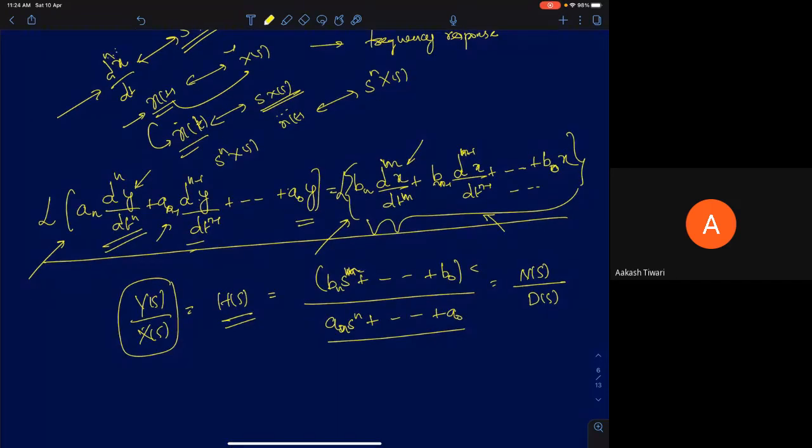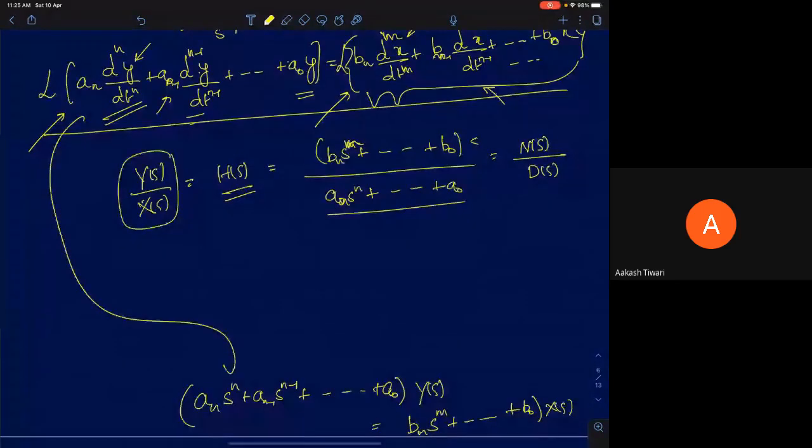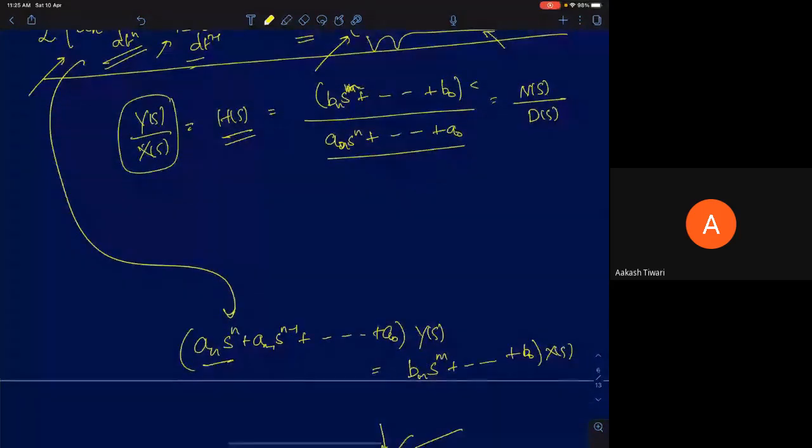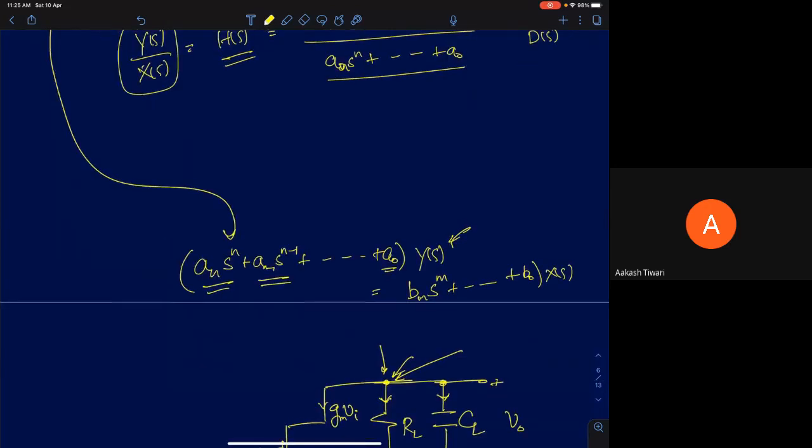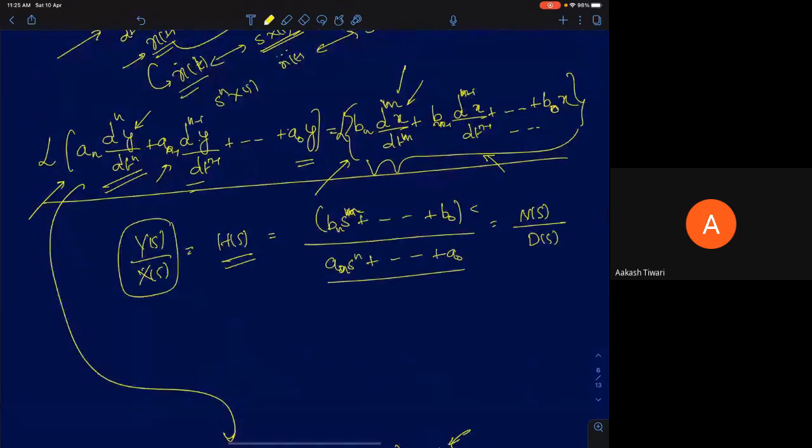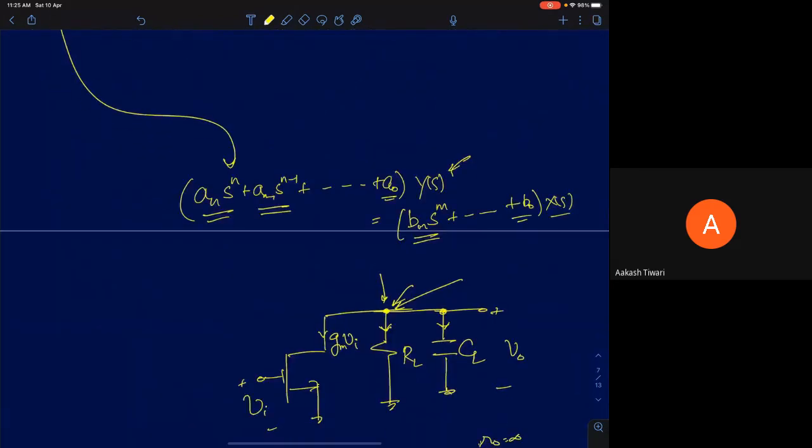Then if I take Laplace transform, on the left side I'm going to get a term like this: (a n s power n plus a n minus 1 s power n minus 1, so on till a naught) into Y of s. This will be equal to (b m s power m, because this is mth derivative. I've assumed this is an mth order differential equation, s power m, so on till b naught) into X of s.